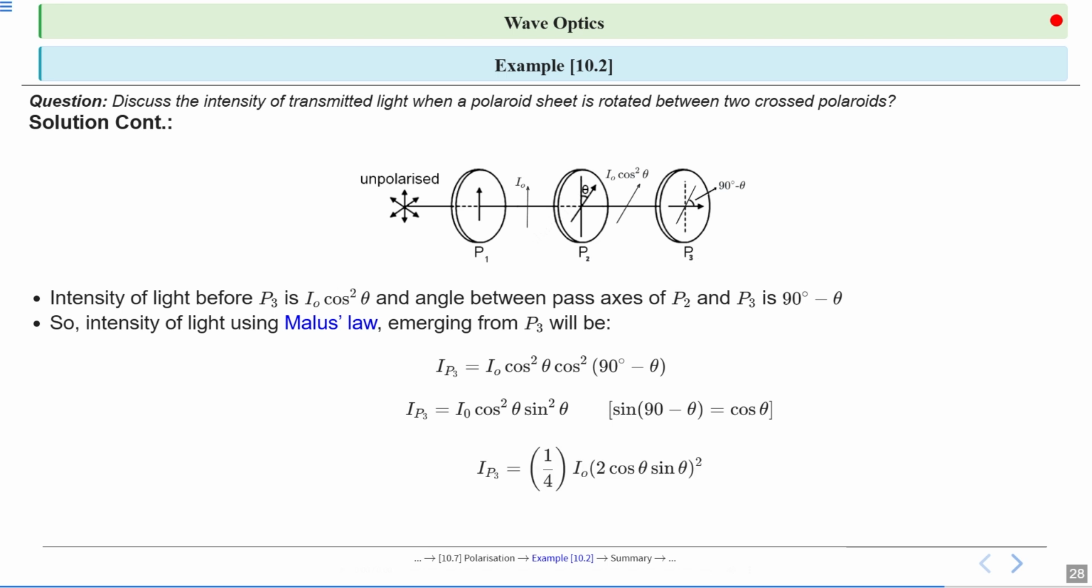Finally, we can express the intensity I P3 equals 1 upon 4 multiplied by I naught times 2 cos theta sin theta whole square. We have multiplied this equation by 4 and divided by 4. So 1 by 4 I naught and 4 cos square theta sin square theta, and we have taken the whole square, so it becomes 2 cos theta sin theta whole square.